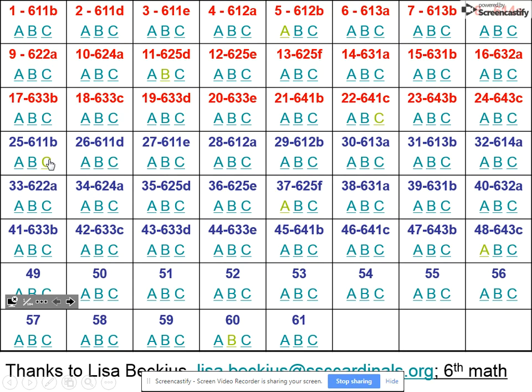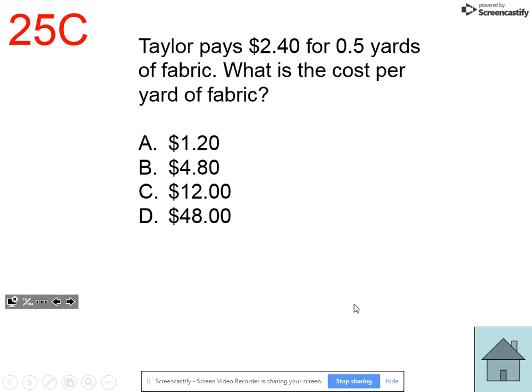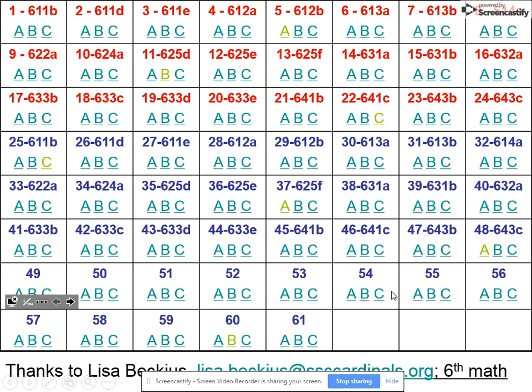Next is 25C. Taylor pays $2.40 for half of a yard of fabric. What is the cost per yard of fabric? It would be $4.80. If it's $2.40 for half, we just multiply that by 2 in order to get a full yard. Okay, so if you got it right, leave it alone. If you got it incorrect, please put an X next to 25C.